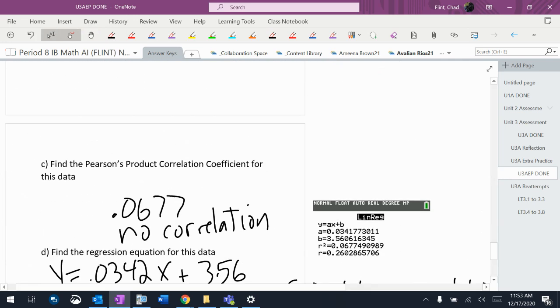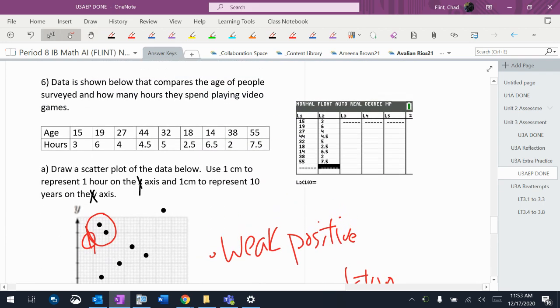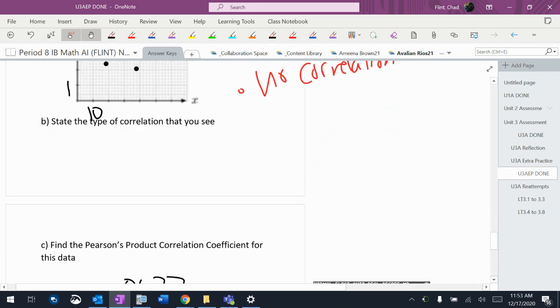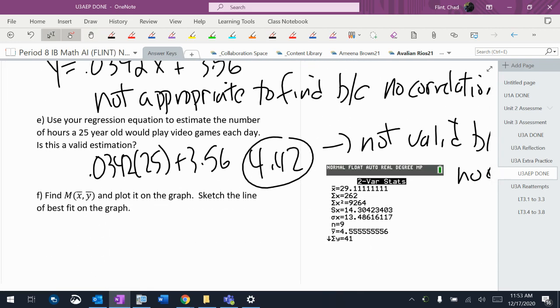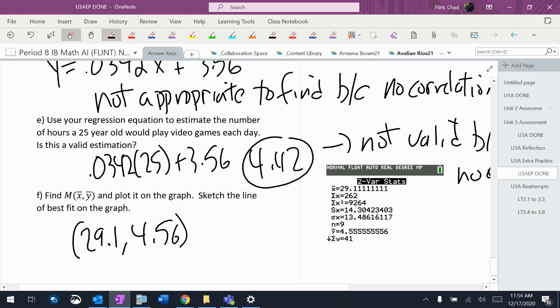Now, let's look at interpolation and extrapolation. It is interpolation because this goes 14 to 55, all right? But just because it's interpolation doesn't mean that it's automatically going to work, all right? So now it says find M. Let's talk about this, but this shouldn't be on this question because I shouldn't even have the regression equation. It's not appropriate. But in a normal situation where you had correlation, your mean value point would be 29.1 and 4.56. That'd be your mean value point, three significant figures.